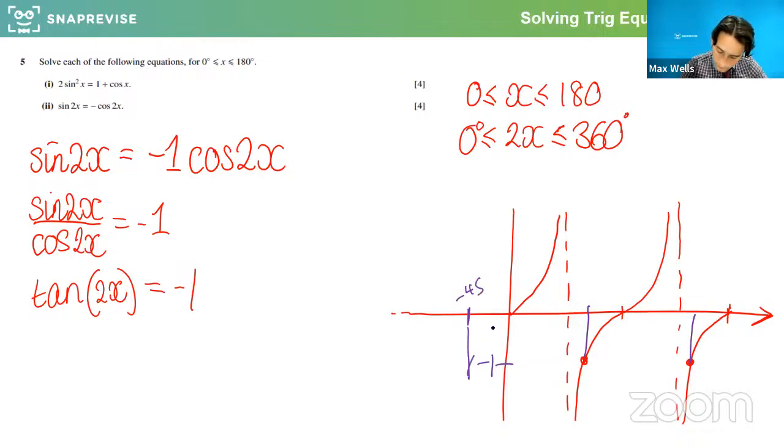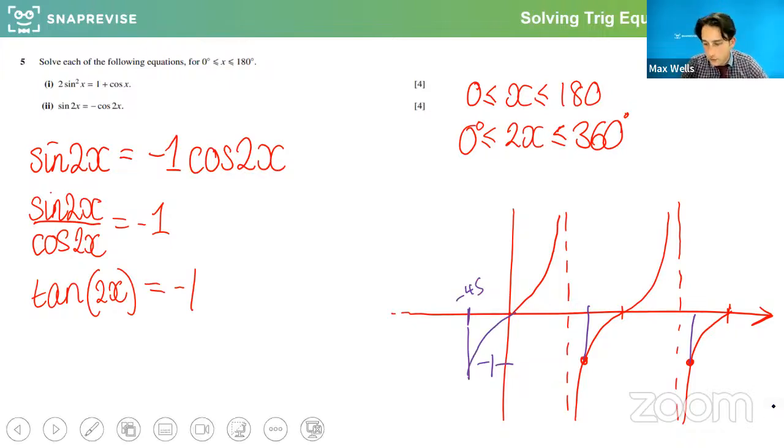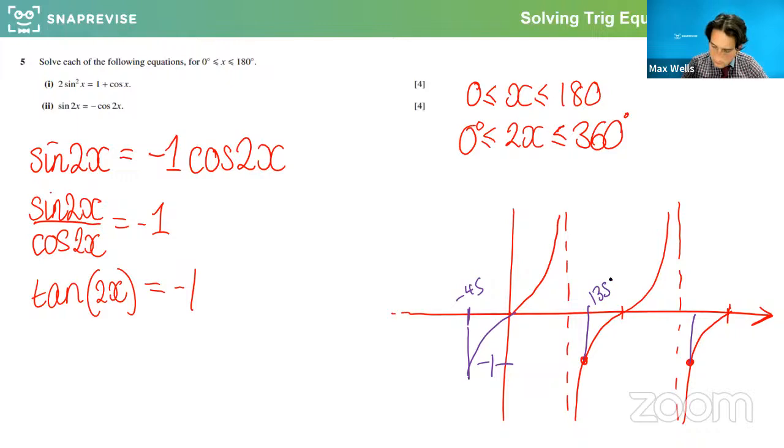Minus 45. So if we add 180 onto that, well done, if we add 180 on, I think we're going to get 135. Oh, that's here. And 315. Now what we want to do with those values is halve them both. So 2x, no worries, hopefully that's all.